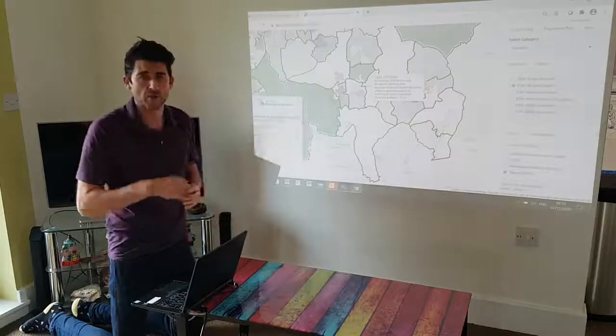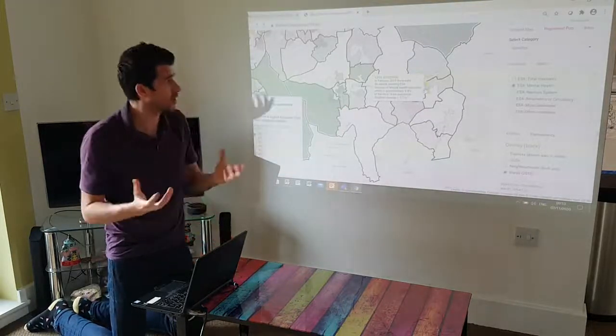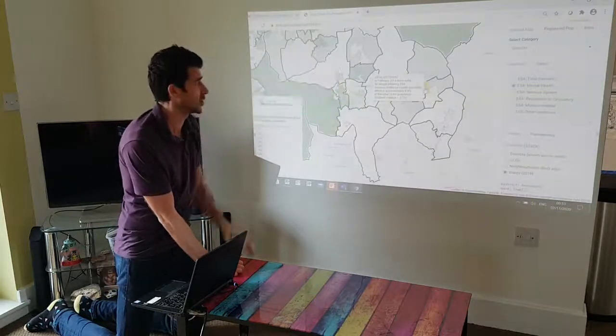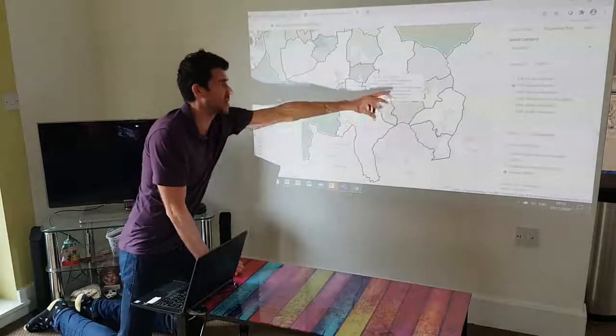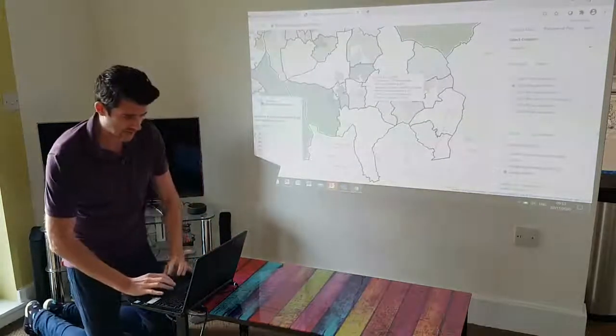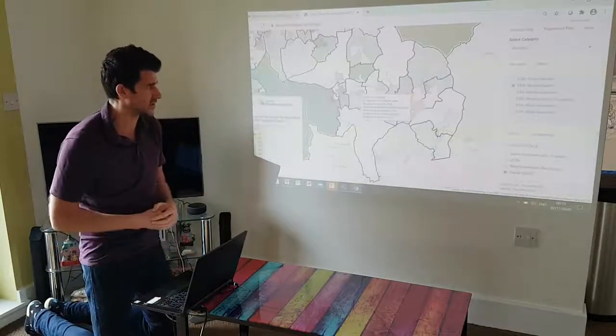So I've just hovered over one of the darker shaded areas, which in this case is the Irwell ward, and it gives me the number of people claiming ESA for mental wellbeing reasons, and it gives me a percentage of the population, and it also gives me the England average to compare it to. And as you can see, you can hover over different areas and it gives you the different stats and figures.